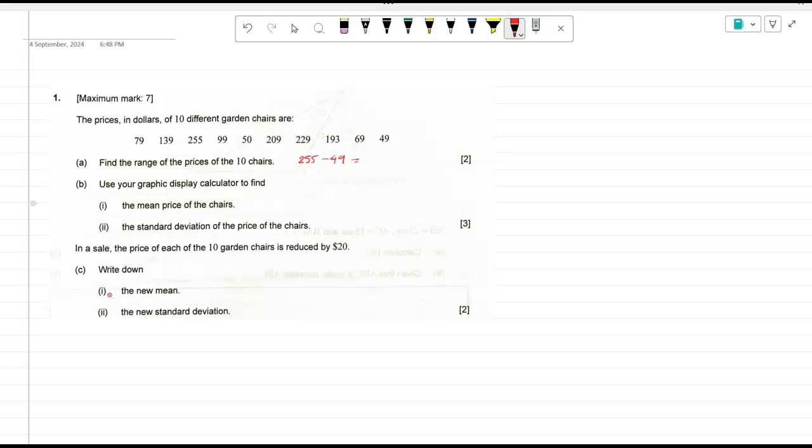Use your calculator, please. Don't do mental maths. 255 minus 49 is 206. Use your graphic display calculator to find the mean. Come on, use your calculator. Do you know how to do this?